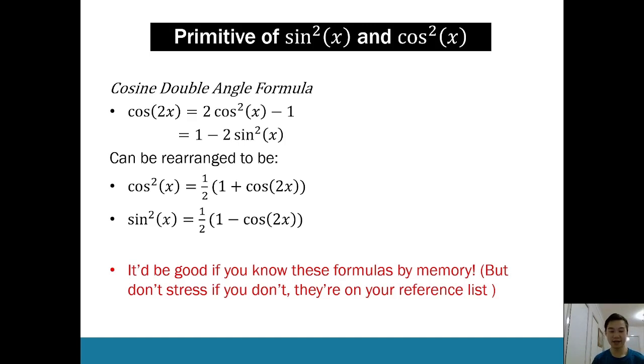Thankfully for you guys, these results are on the reference sheet, so don't stress if you forget them, but it's still a good idea to know these formulas by memory. When I did the HSC back in 2018, we didn't have these formulas on the reference sheet. We had a different reference sheet, so we had to know these by heart. But for you guys, if you do forget, it is on your reference sheet. Still, it's a good idea to know these. You can just quote them, because it will be more efficient that way.